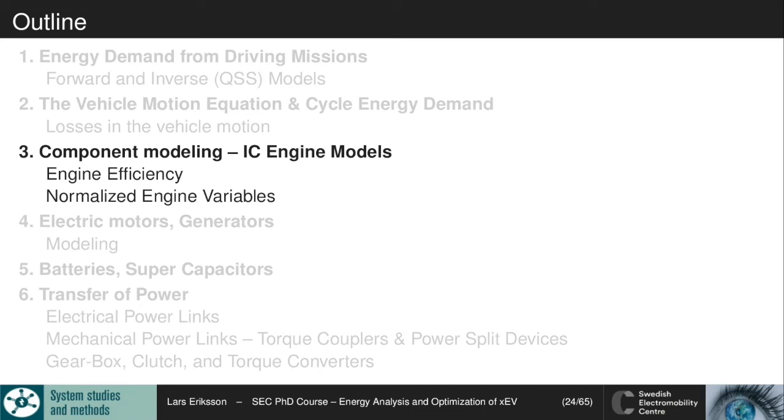Now we're ready to jump into the modeling of the internal combustion engines and look at how it interacts with the other type of model. So we get engine efficiency and some high-level modeling of engine efficiency.